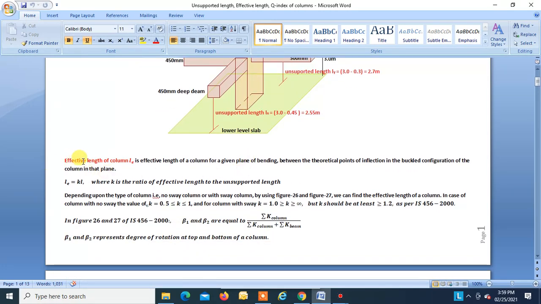Effective length of column Le is the effective length of a column for a given plane of bending between the theoretical points of inflection in the buckled configuration of the column in that plane. So this is something which we know. Le is equal to K into L, where Le is the effective length, L is the unsupported length, and K is the ratio of effective length to the unsupported length. Depending upon the type of the column, that is no sway or with sway column, by using figures 26 and 27 we can find the effective length of a column.